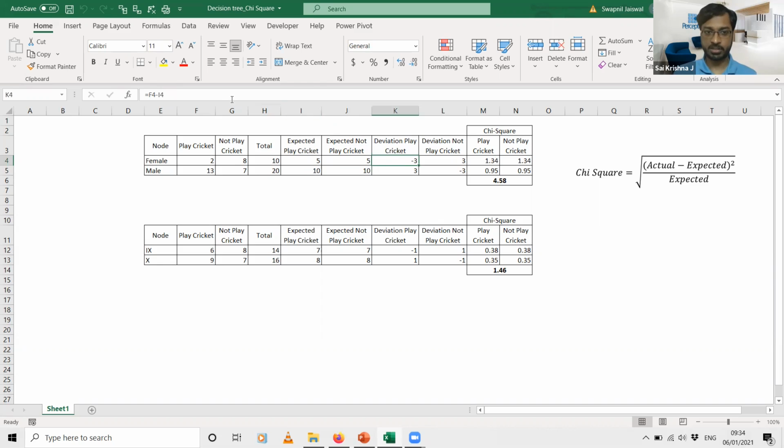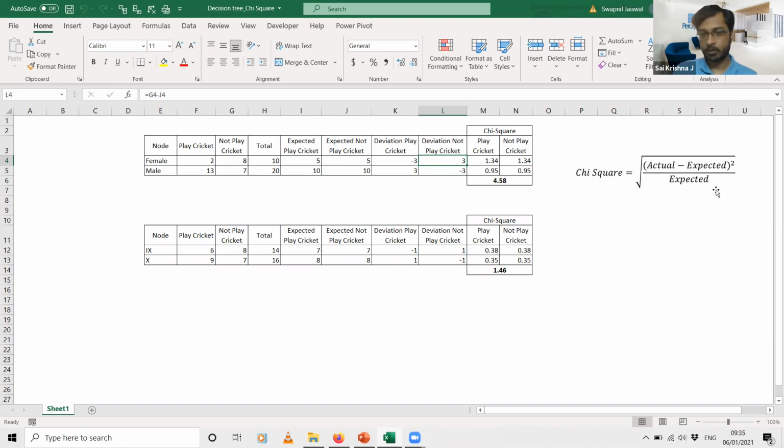And then you calculate the deviation of this playing cricket category. That is nothing but actual minus expected. So actual is 2, 2 females actually play cricket, but expected to play cricket is 5. So 2 minus 5, that is minus 3, is the deviation. Similarly, for the male subgroup, it is 13 minus 10, actual minus expected, that is 3. And similarly, deviation for not playing cricket is the same, actual minus expected, but here we'll be considering the not playing category.